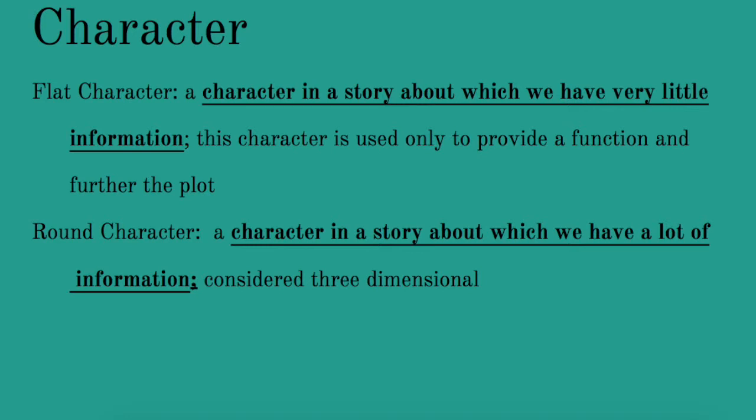The other type of character is a round character. Now, this is a character in a story about which we have a lot of information. These characters are often considered three-dimensional. These are characters that we could really see living in the real world. And these are often the characters we connect with the most.